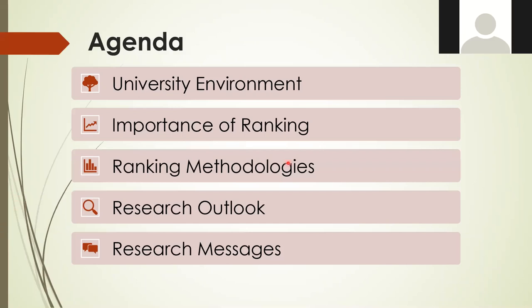The agenda today: first, talking about the university environment. What is the required environment for a good university, generally, for research? And then we are talking about the importance of ranking. After understanding why we need the ranking, we'll go to ranking methodologies. How many methodologies do we have, and are all of them famous or required or known? And lastly, we will link to the research outlook, and finally the research message. I will leave more than 5 minutes later for any discussion required; members are for sure welcome.